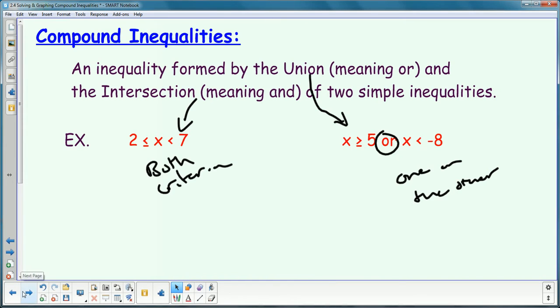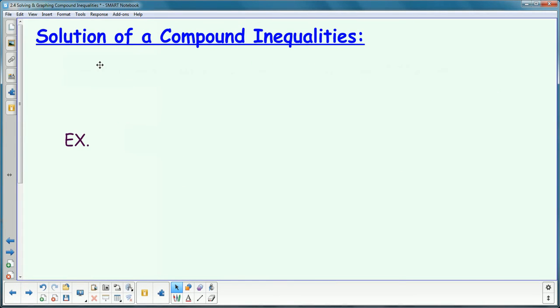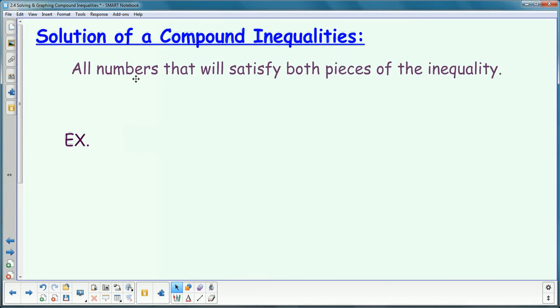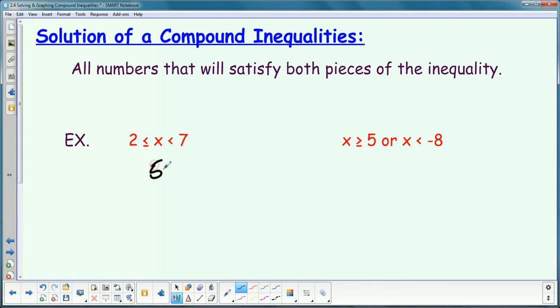Moving on then, solving a compound inequality. A solution is going to be all numbers that satisfy both pieces of the inequality, or we can even add to that one piece. So examples of some numbers from that first one that we had. If we chose a number like 5.6, this is both greater than 2 and less than 7. So 5.6 would work. One that would not work would be 8. Even though it's greater than 2, it's not less than 7, so that one wouldn't work.